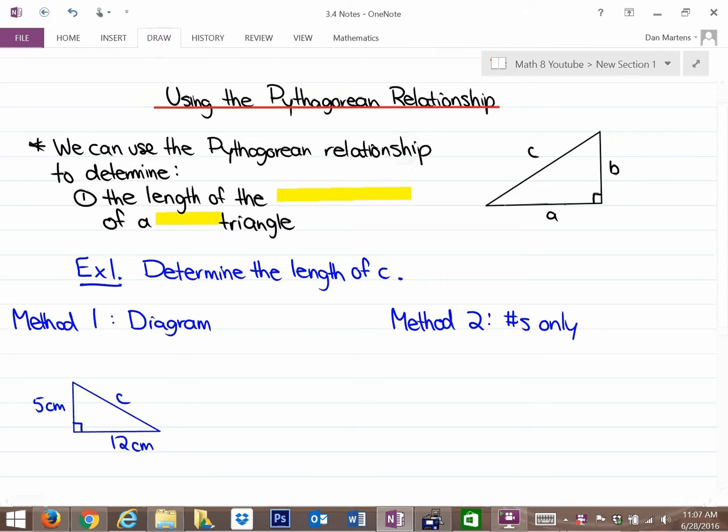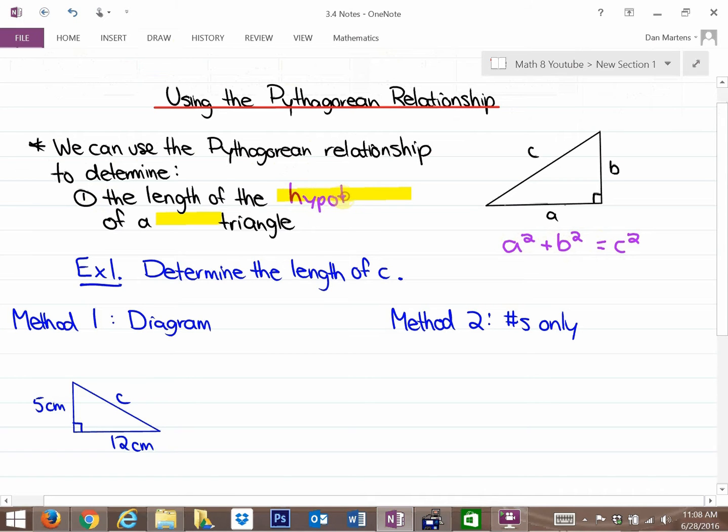What we actually learned here, which I will write in purple, is that a squared, the area of this small square on each leg, if you add them up, equals the area of the square on the hypotenuse. So a squared plus b squared is equal to c squared. So we can use the Pythagorean relationship to determine the following. One thing we can do is to determine the length of the hypotenuse.